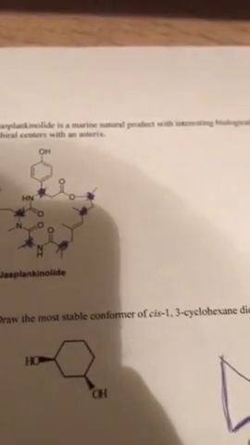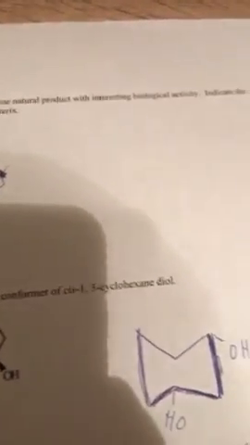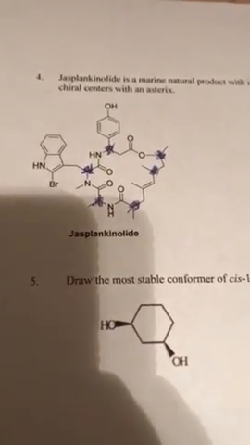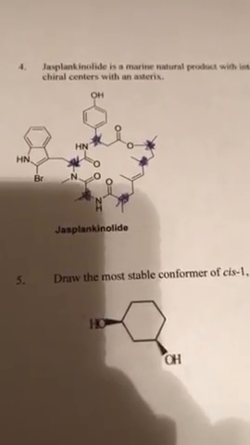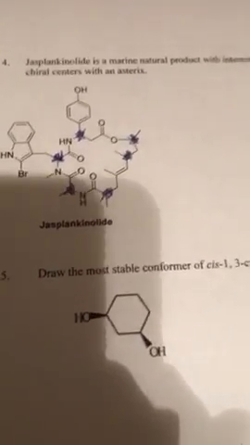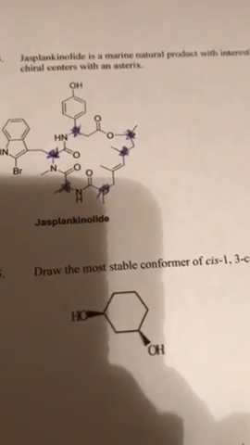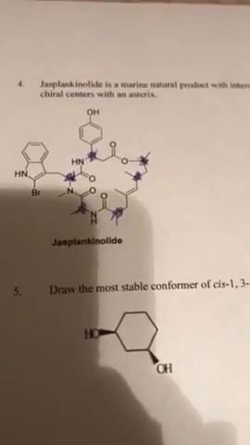Alright, so, really long name, don't want to try to butcher that. It is a marine natural product with interesting biological activity. Indicate the chiral centers with the asterisks there. The big thing to remember with these centers is that it's basically a carbon atom bonded to 4 different groups. Well, not basically, that's what it is. The big word in there is different. That's what distinguishes it and actually makes it a center there.